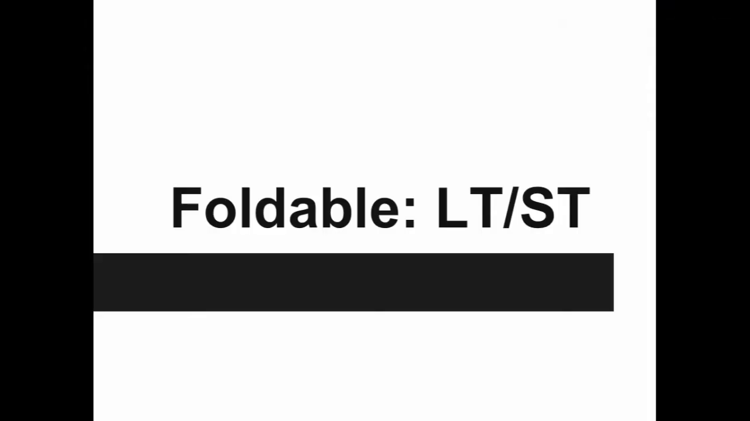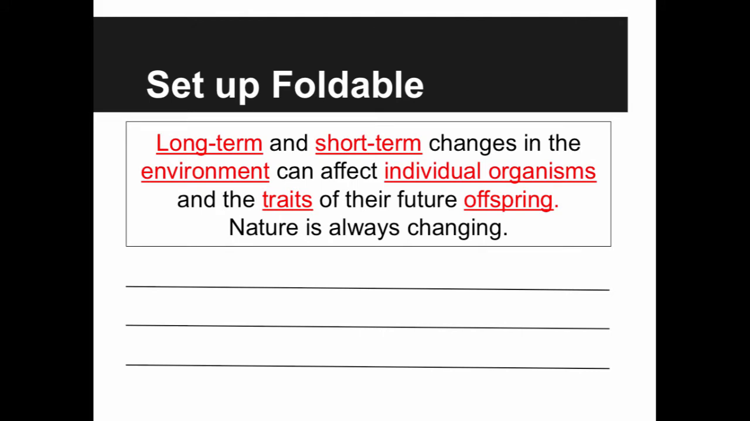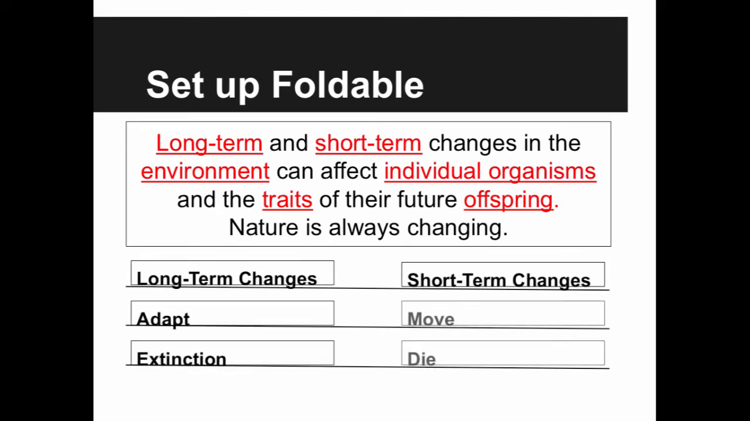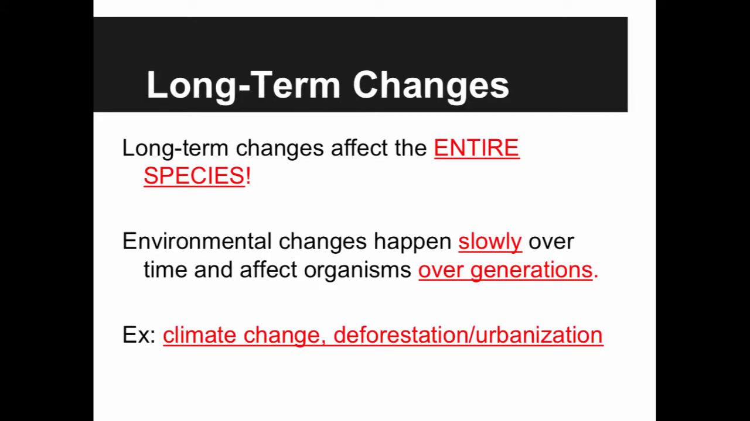All right, so long-term versus short-term. Go ahead and write this paragraph on the very top cover, that flap that we didn't write anything on because everything else should look the same. So it should be: long-term and short-term changes in the environment can affect individual organisms and the traits of their future offspring. Nature is always changing. So go ahead and pause the video and write this entire sentence or sentences on that very top flap. Okay, so what we're going to talk about today really is going to bring in a lot of the 7th grade when we kind of talked about traits.